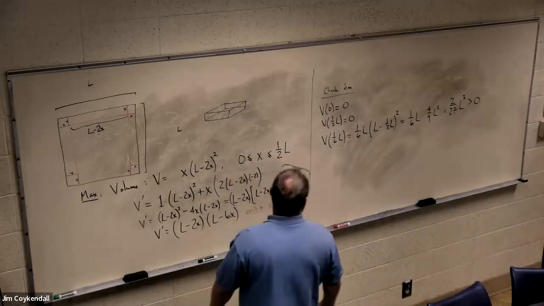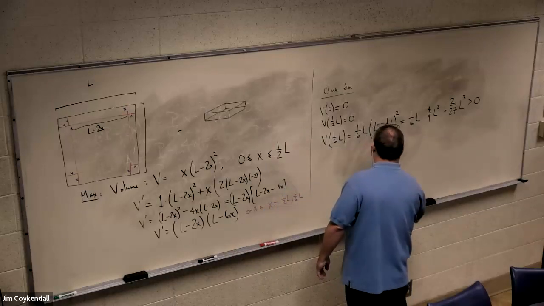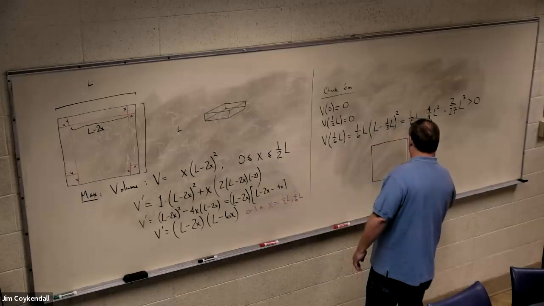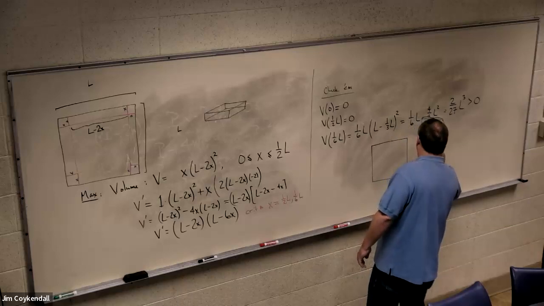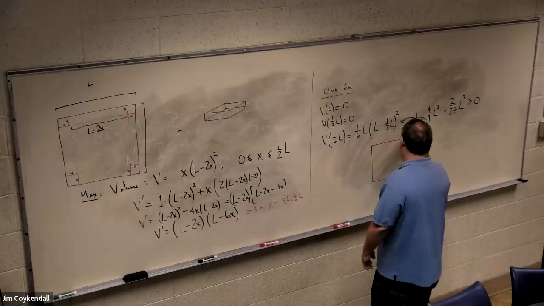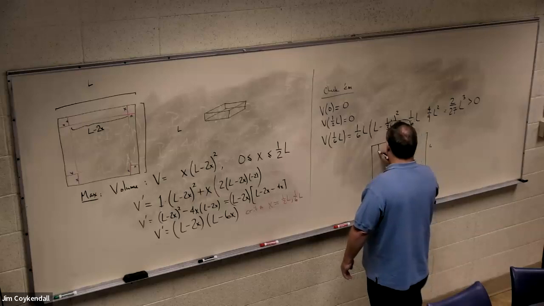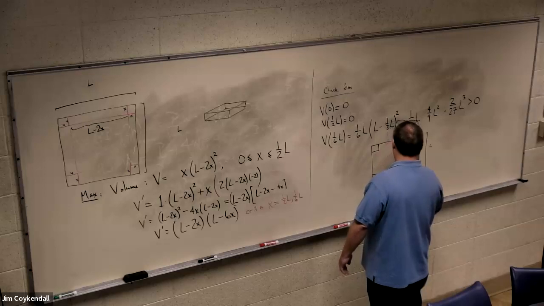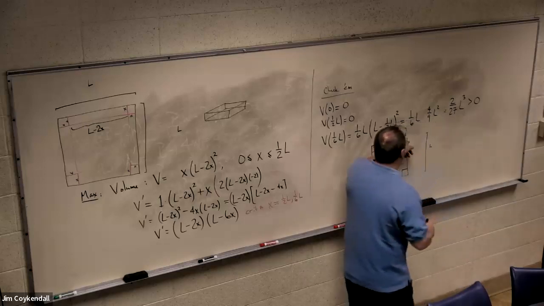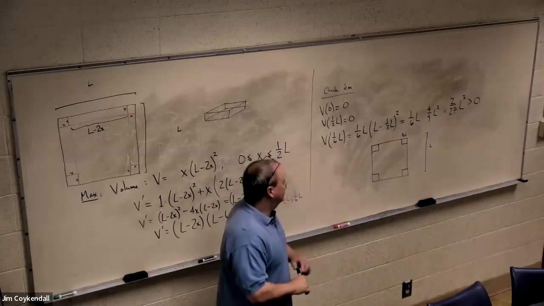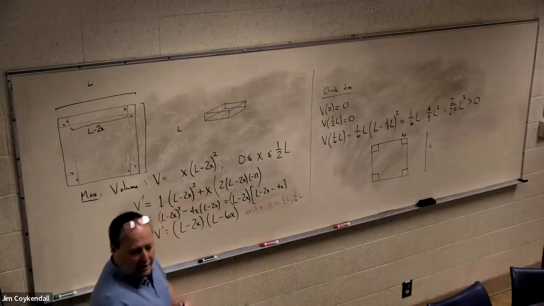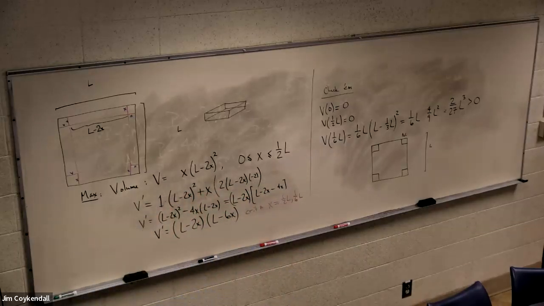So let's describe how to do this. Take your box here, with side L. Each of those cuts should be 1/6 L. That'll make the box as big as possible in volume. Okay, any questions?